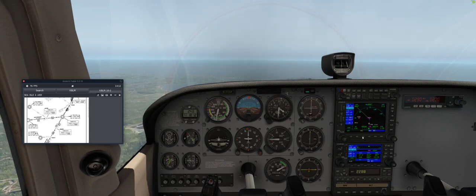Well, that's the GPS telling you that it wants you to set this on your CDI, course deviation indicator. It wants you to set it to 99. We're going to pretend like we didn't see that message, and we're going to see what happens because we didn't do it.